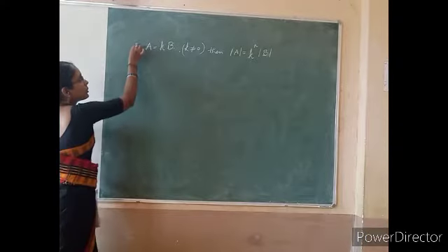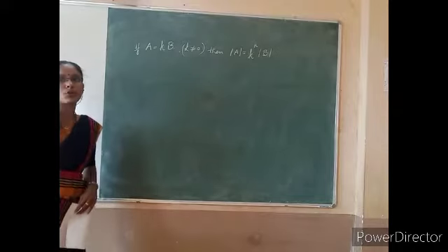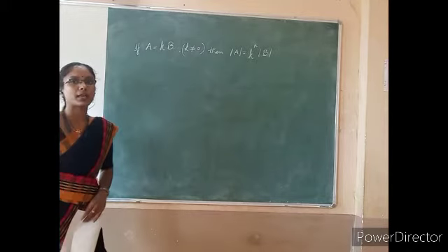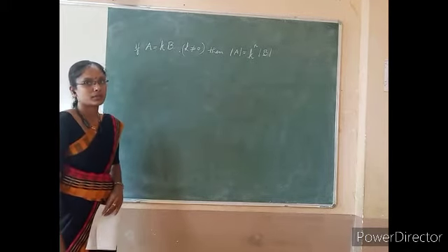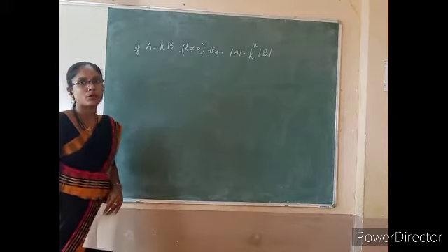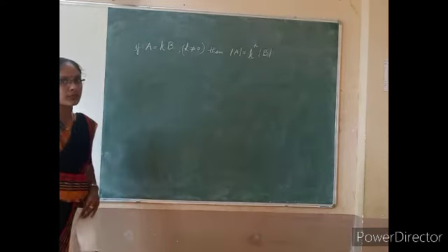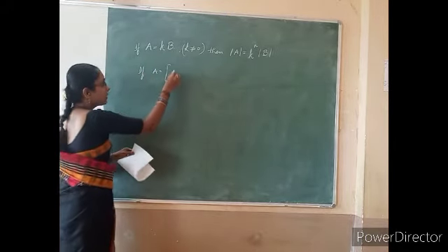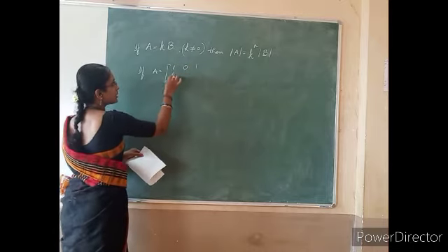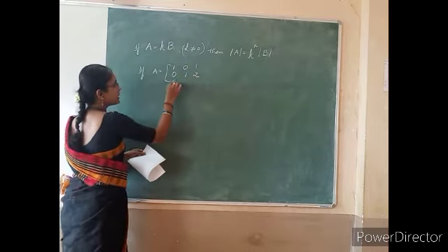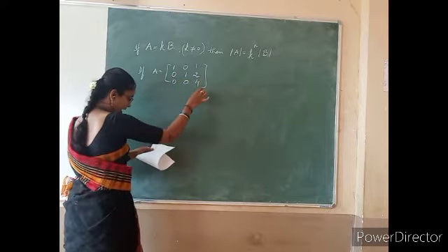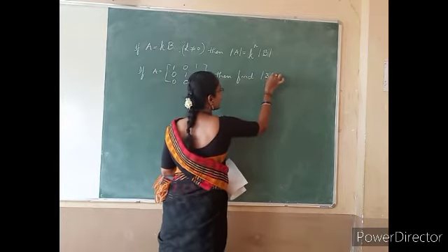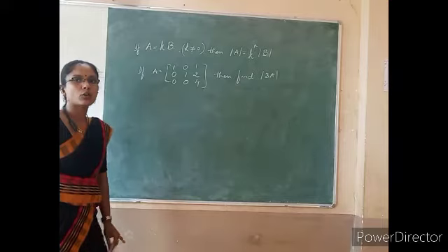So if A is equal to k times B, that is scalar multiplication of B by k, then the determinant of A is equal to k to the power n into the determinant of B. This is one more suspect question for 1 mark. Okay, let's take one example for this. If matrix A is equal to [1 0 1; 0 1 2; 0 0 2], then find the determinant of 3 into A.